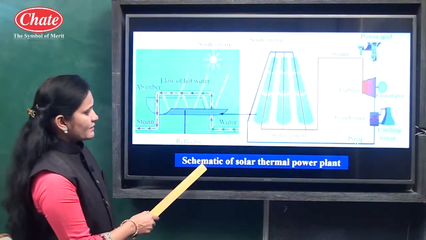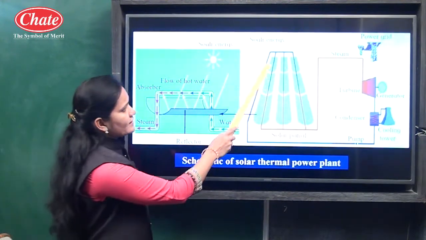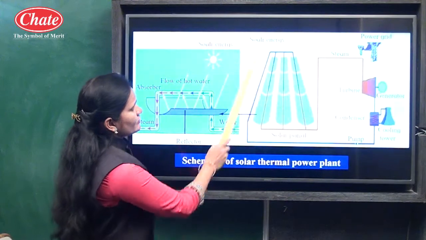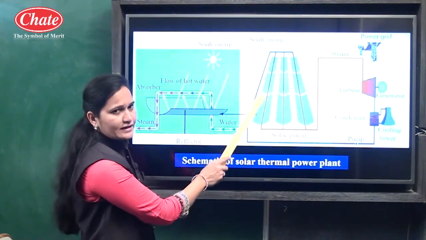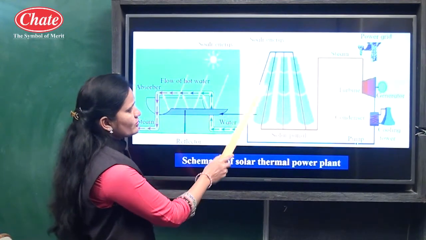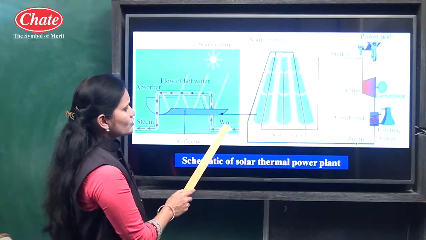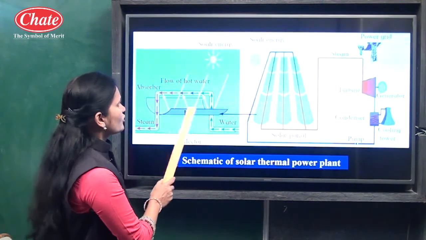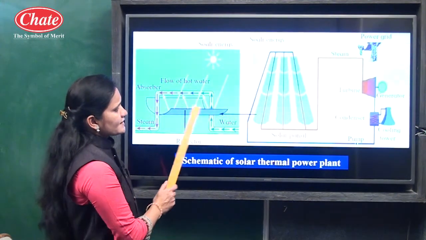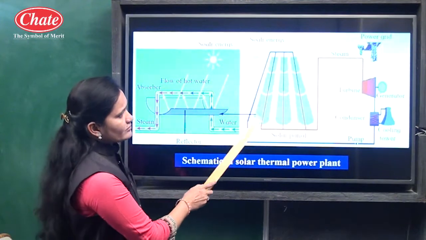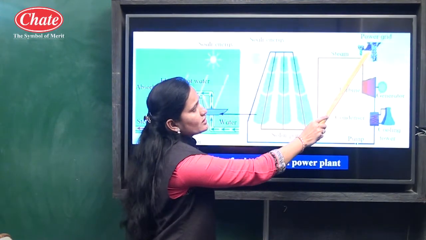Now see the schematic of the solar thermal power plant. Here you can see the solar panels in the middle, by which solar energy is collected. By the absorber, whatever light energy is there is absorbed through the glass or transparent plastic material. It is connected to the water tank also, by which hot water flows. It means side by side we can get hot water, and side by side we can get a large amount of energy through the power grid.